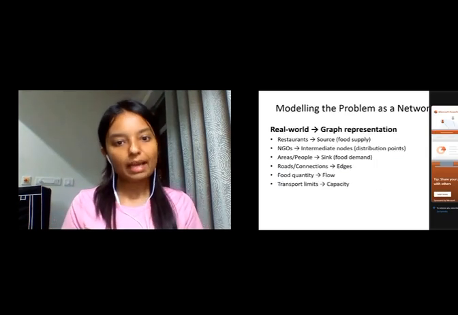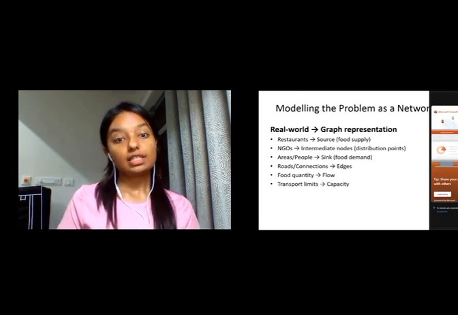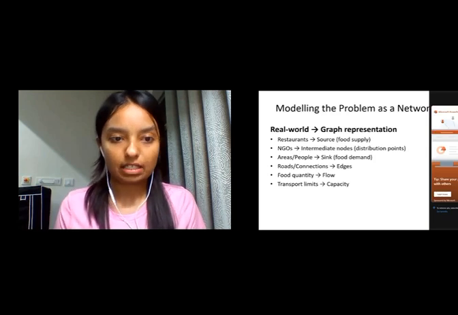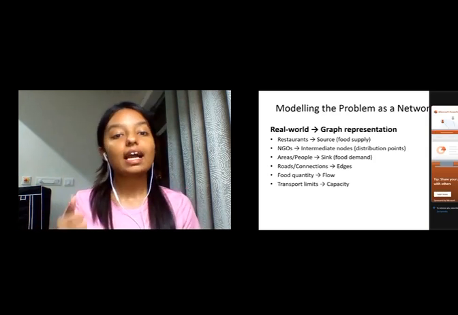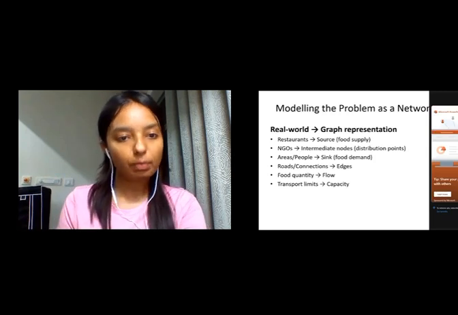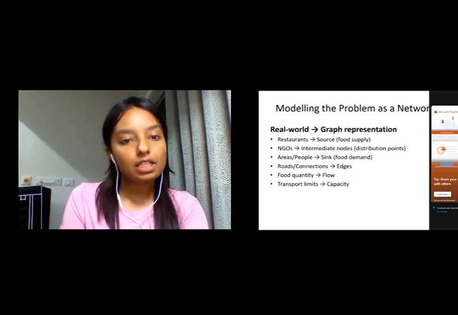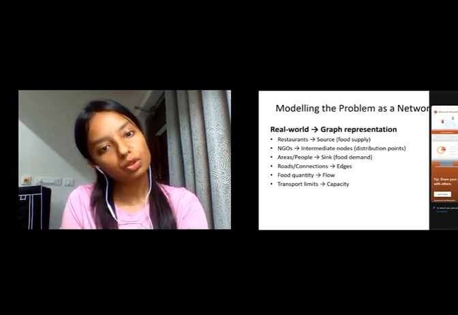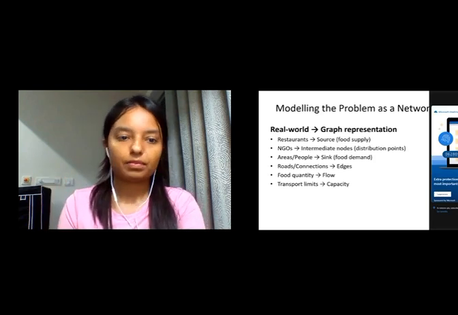To solve this problem, I converted the real world situation into a network. Restaurants act as a source because they generate excess food. NGOs act as intermediate nodes because they collect and distribute food. Areas or people in need act as a sink where food is finally consumed. The paths between them represent possible routes for the food delivery, and each route has a limit. This is called food capacity.